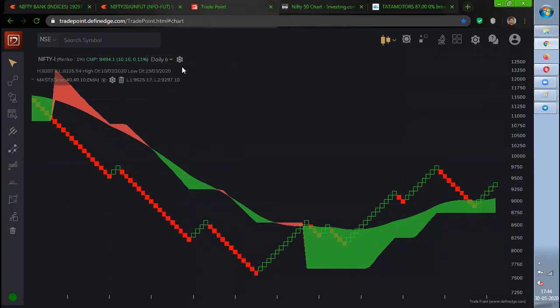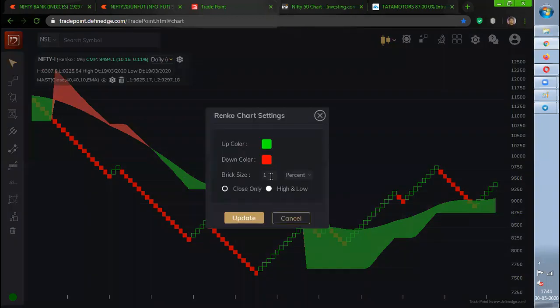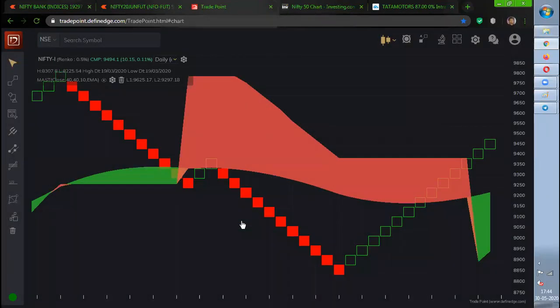You can set how big the block size should be. If you set the block size as 1, it will be 1. If you set the block size at 0.5, it will be 0.5. So what does 0.5 mean? If a 0.5 movement happens, only then a block will come.